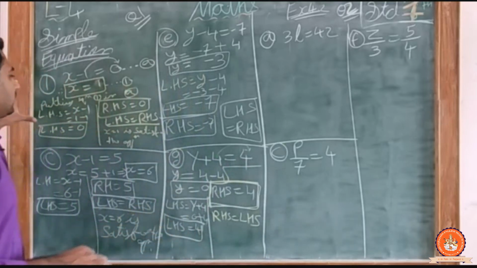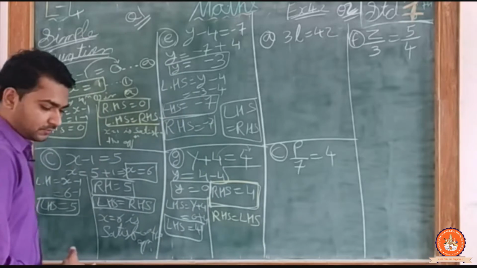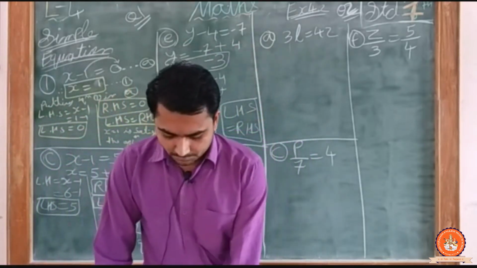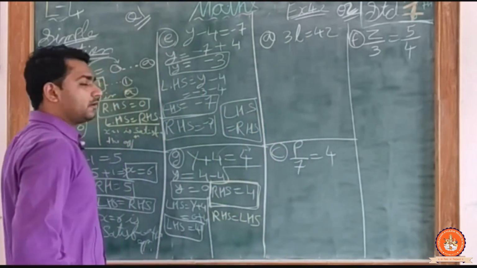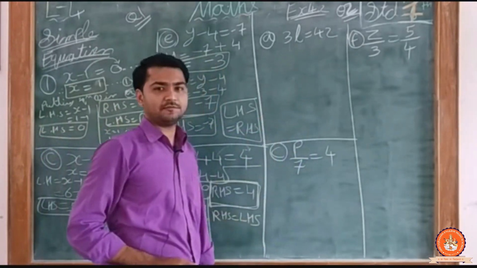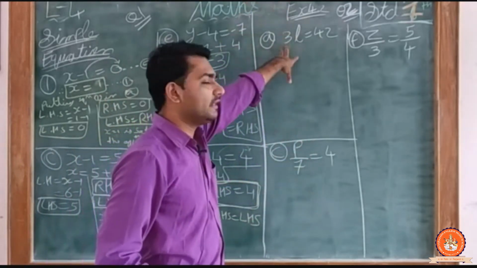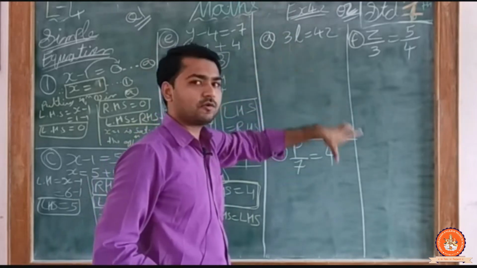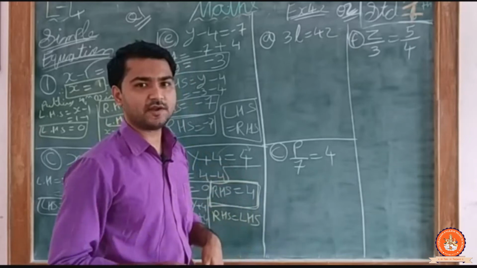So I had solved the 4 sums on the board, and the another 4 sums you will do by yourself for your practice. Clear students? Now coming on question number 2. Question number 2 is similar to question number 1 only. Here also we have to find the variable's value. After finding it, we have to put it in the equation and see whether LHS is equal to RHS or not. If yes, then we will say that it is a satisfied equation.